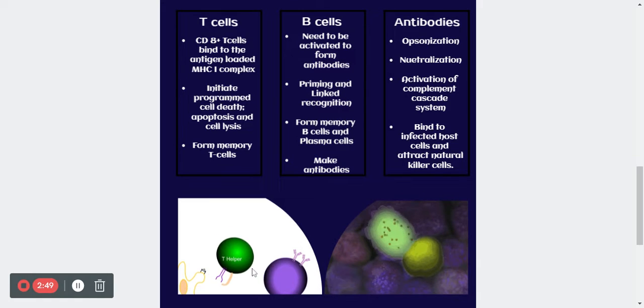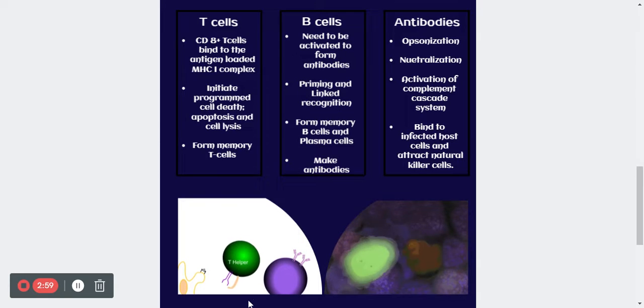Just to be clear, the green cell on the left is the T helper cell, and the blue cell on the right is the B cell. So the B cell is fully activated and ready to make antibodies. They're going to do so by dividing themselves into plasma cells and memory B cells. The T cells are also going to divide themselves into memory T cells.